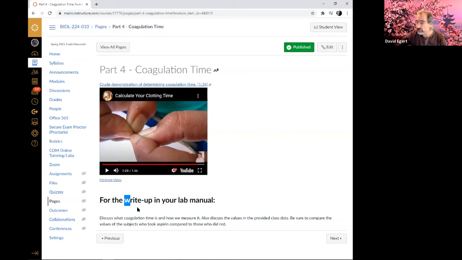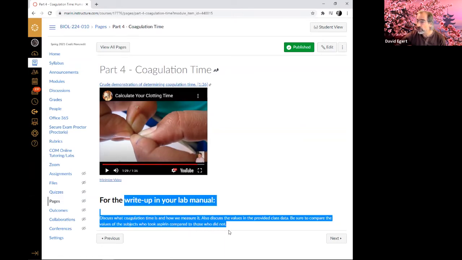Right, and again, for the write-up in your manual for this part 4, you discuss what coagulation time is, how we measure it, and also use the values provided in the class data and compare values of subjects who took aspirin compared to those who did not. Yeah, again, this is usually a really fun lab because everybody gets to stick themselves and see their blood types and all.